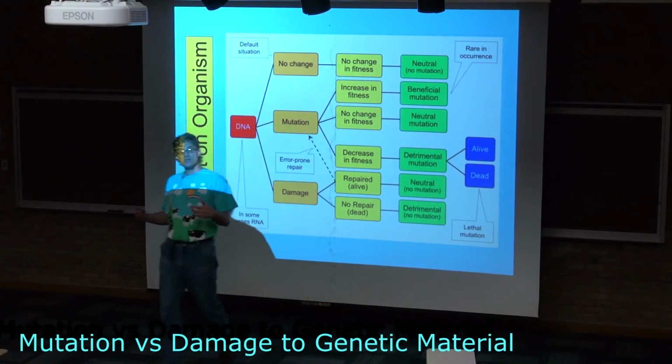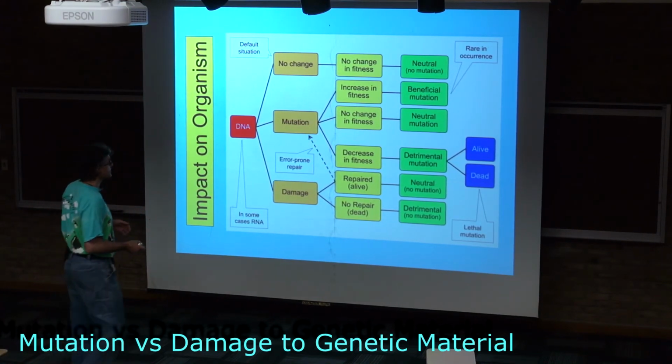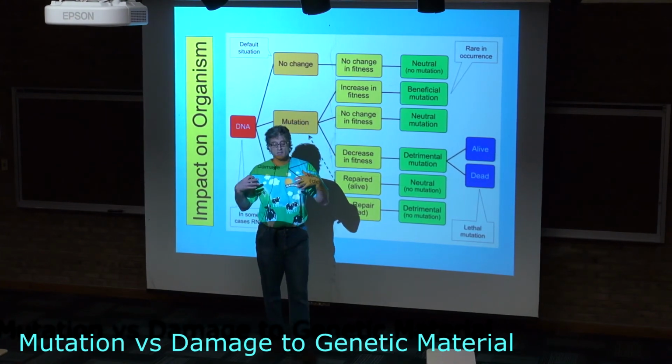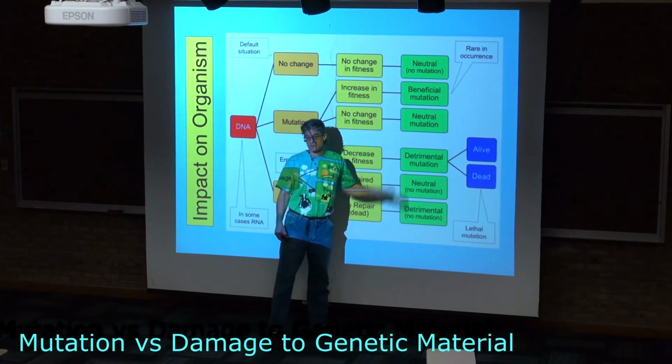And occasionally we get mutations that, in fact, modify the functioning of the organism in such a way that the organism actually benefits from the modification. It increases its ability to survive or its ability to replicate. And we would call these beneficial mutations.